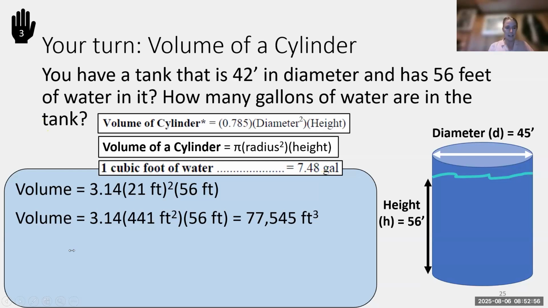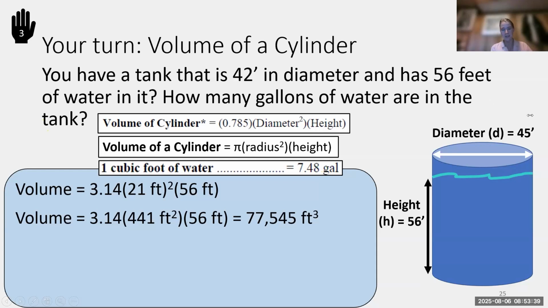So, let's do 3.14 times 22.5 squared times 56. Right, so if we use the numbers that were, oh, I see. On this diagram here, the diameter is written incorrectly. Sorry about that, everyone. I hope nobody is too confused, but if you took this 42 number as your diameter rather than what was written above the cylinder, that should give you a radius of 21 feet, because it's half of 42.